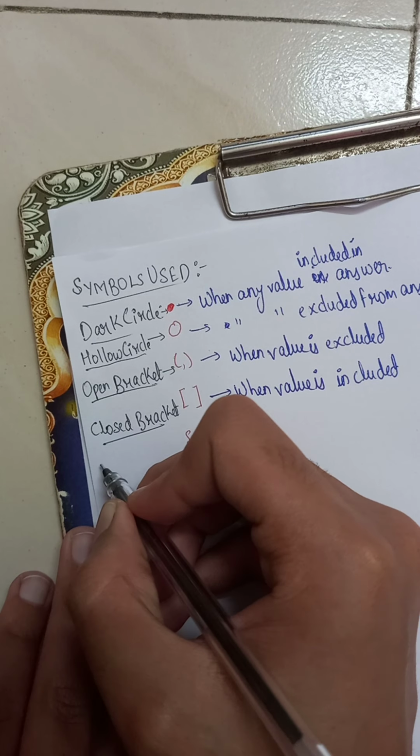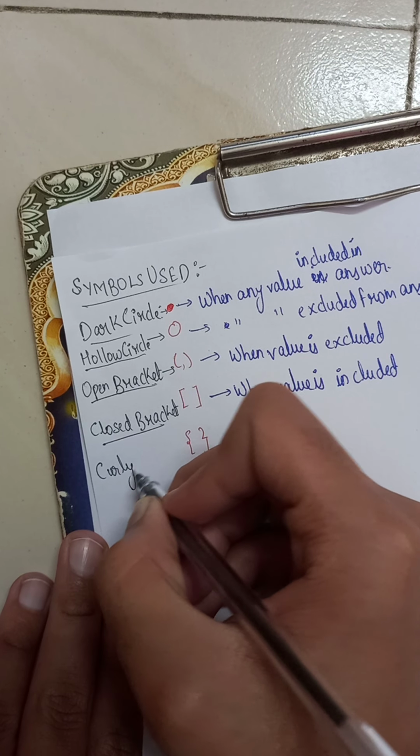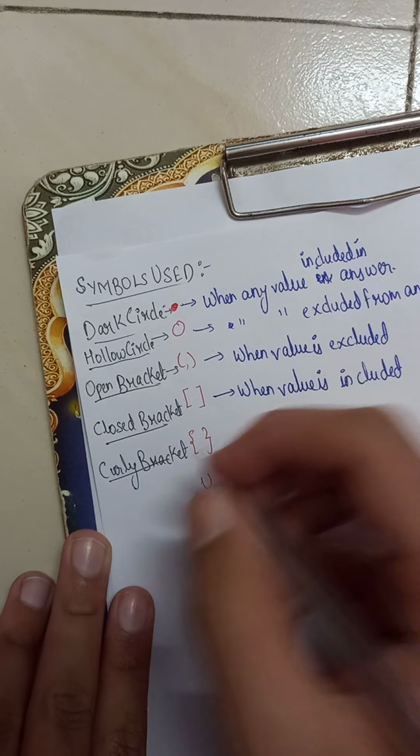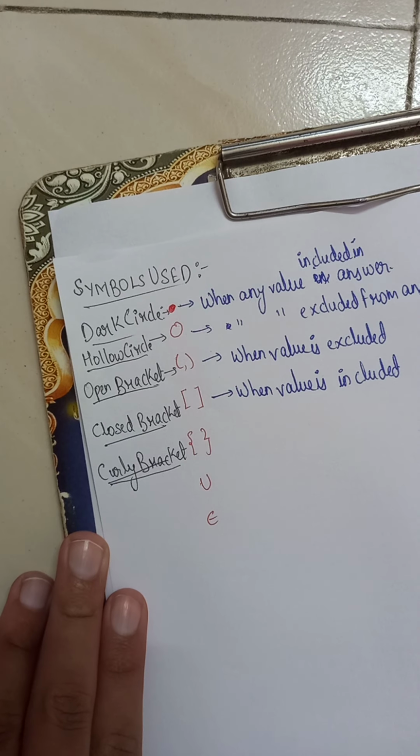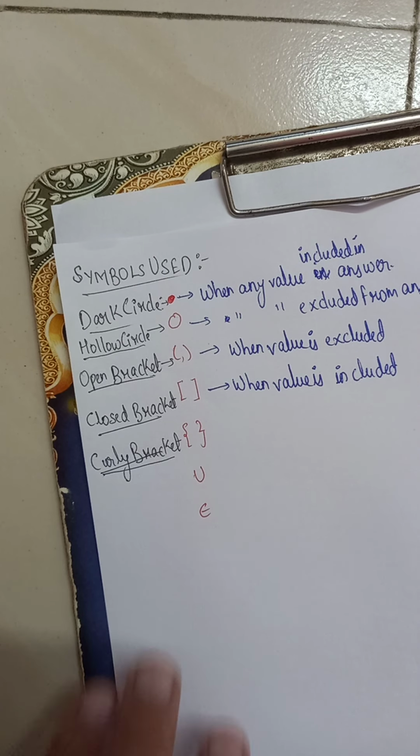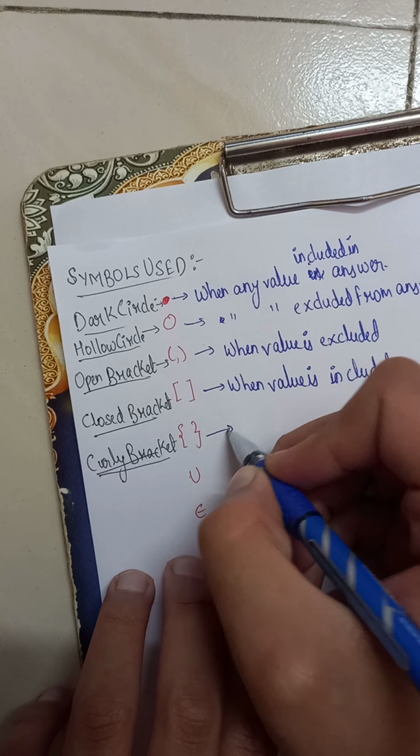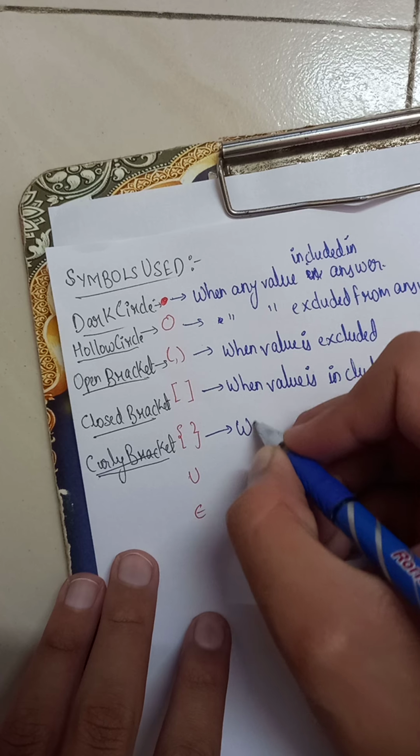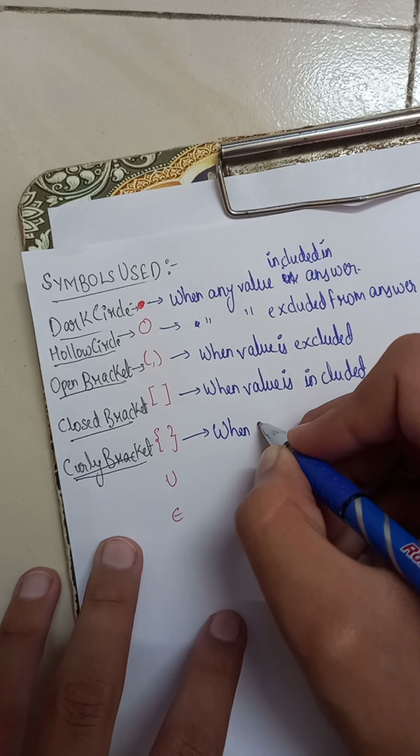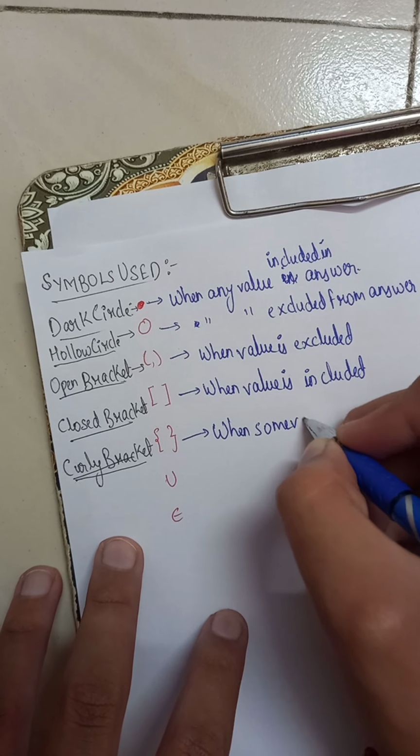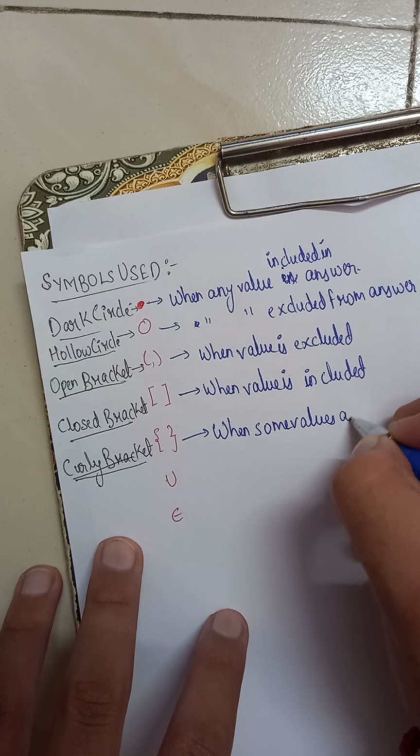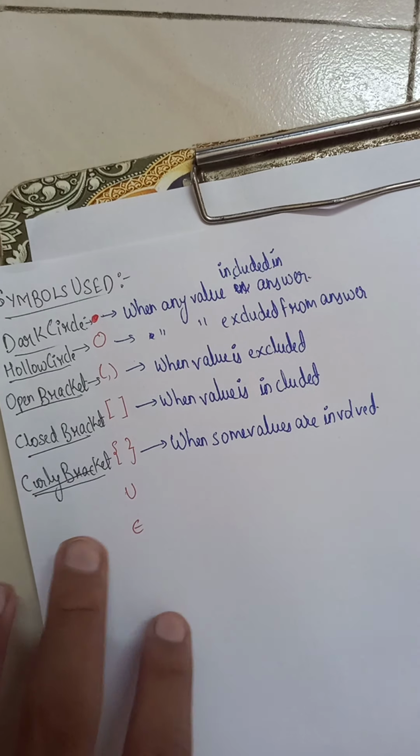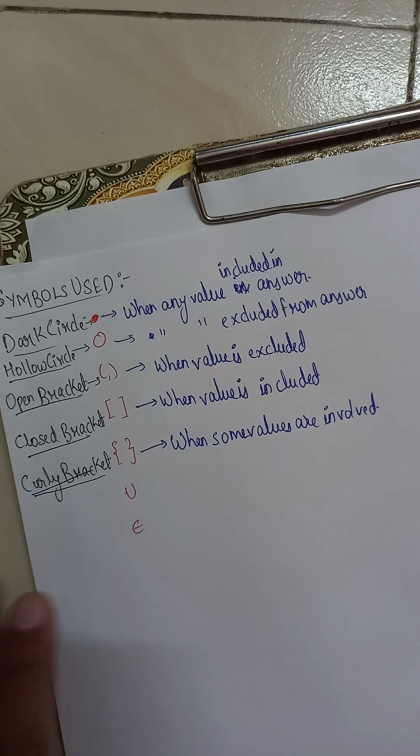Next one is the curly bracket, which means when some values are involved. You'll understand this in the next few minutes, what these meanings actually are.